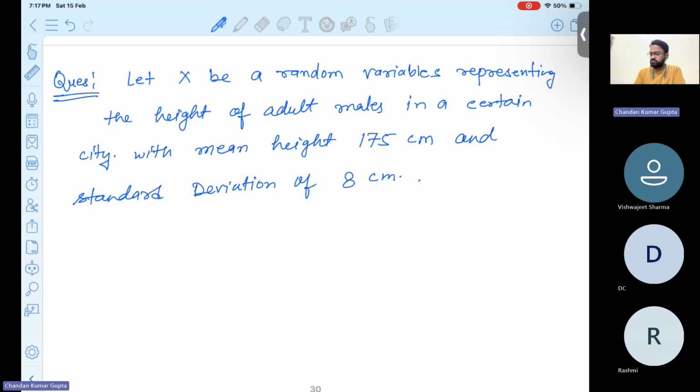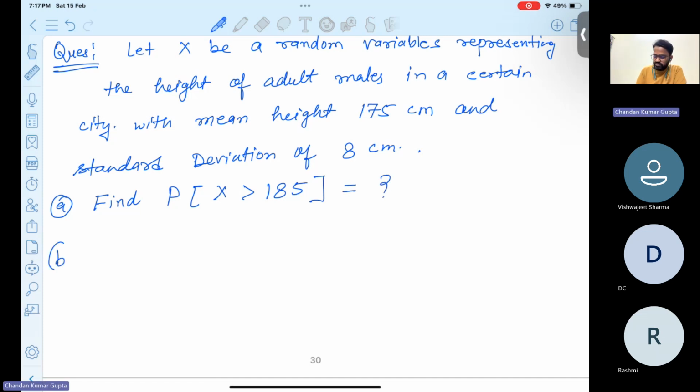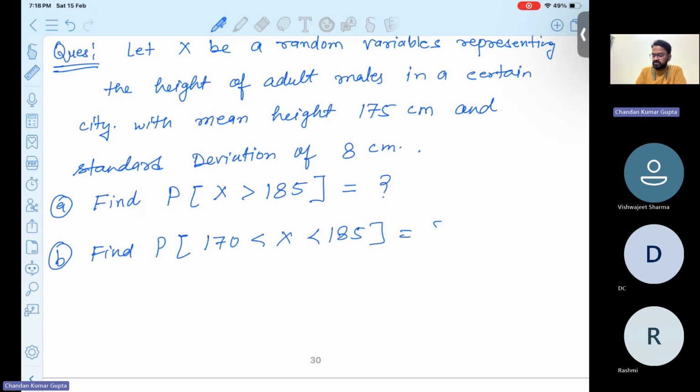Now our aim is to find the probability that a randomly chosen person has height greater than 185 centimeters. Also, one more question is there. Find the probability that a randomly selected adult male has a height lying within 170 to 185 centimeters. Okay, so these are the questions.